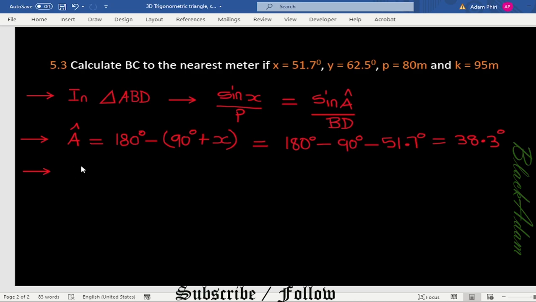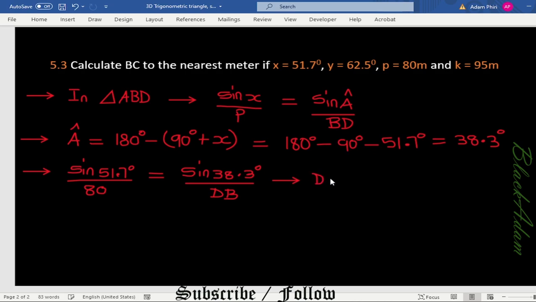Then from there we're gonna use sine rule once again. So we have sine A, which is sine 51.7 degrees over 80 degrees, which is our P. Our P is 80 degrees, is equals to sine 38.3 degrees. That is A. So our A over dB. So we need to find the value of dB so that we can use cosine rule to crack the problem.